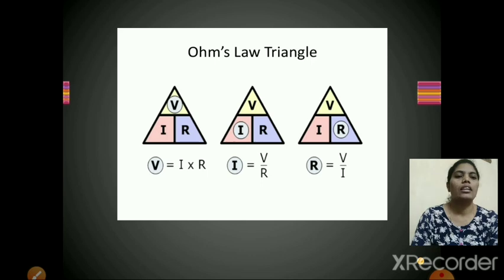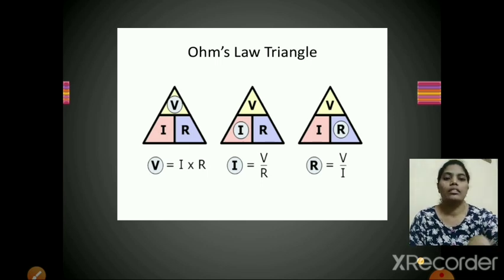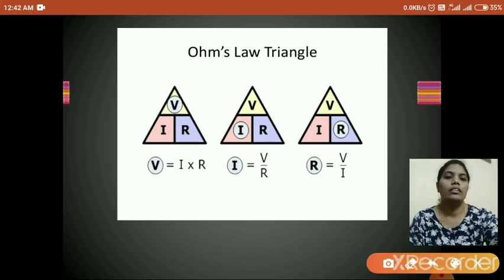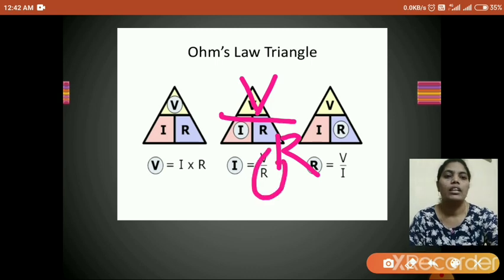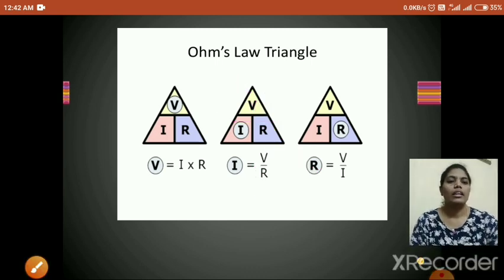And in the second triangle we are expressing the equation for electric current I. You can see I is equal to what remains: V and R. In the picture, V and R are related with a division mark. You can take it as division, and this is V by R. That is what we have written here: I is equal to V by R.